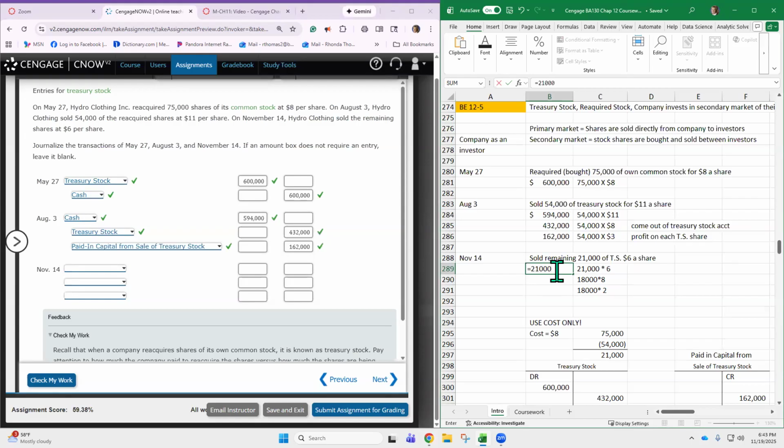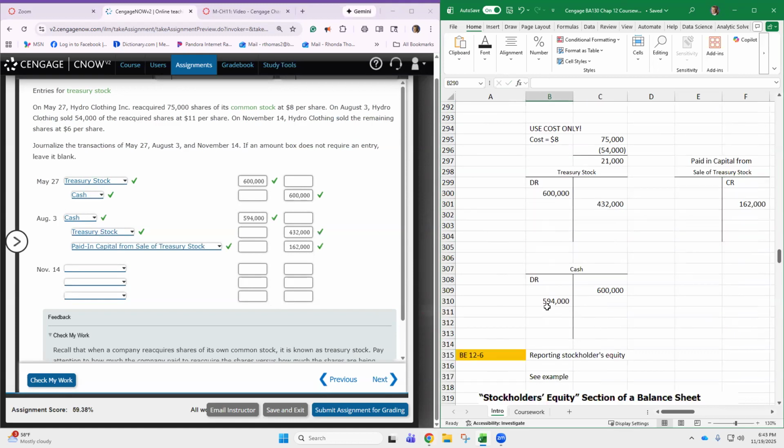And if you need to leave, that's okay. So 21,000 times 6 means we got cash coming in for 126,000 from that last sale. So cash coming in. We'll see you in 2 weeks. Have a happy Thanksgiving. You betcha.